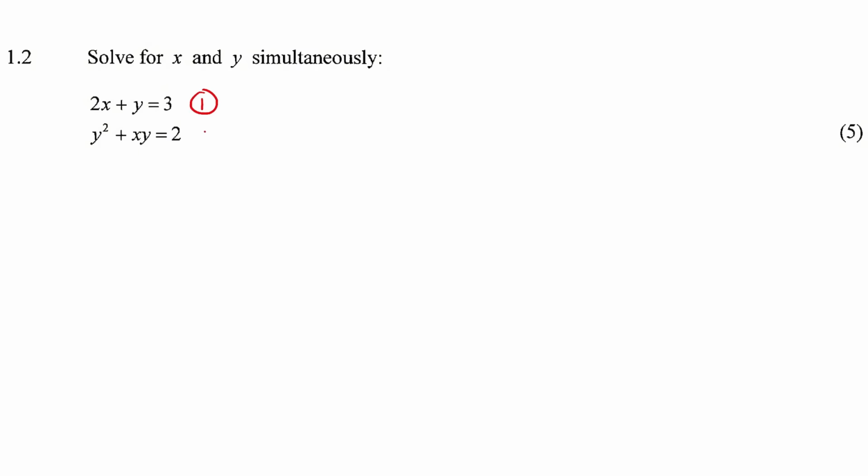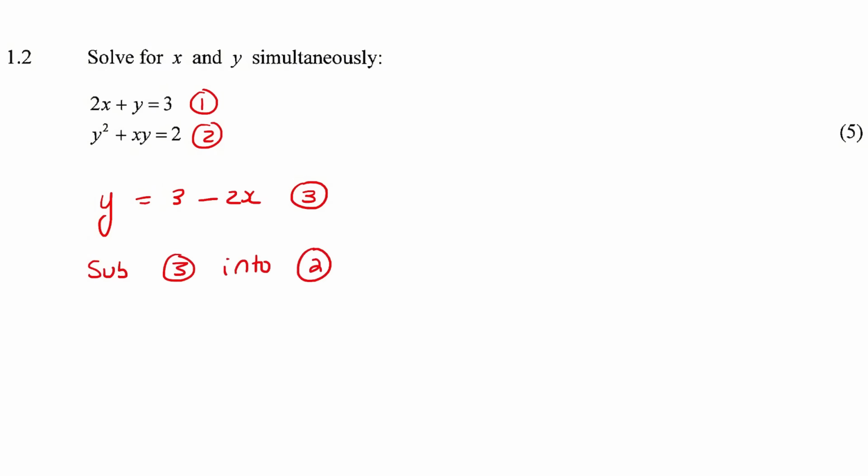So if that's equation number 1 and that's equation number 2, I'm now going to take equation number 1 and rearrange it by taking the 2x to the other side. So you see I kept this on this side and then I took this over to the other side. And I'm going to call that equation 3 now. Then what we do is we're going to substitute this new equation 3 into the one that we haven't used yet, which is number 2.